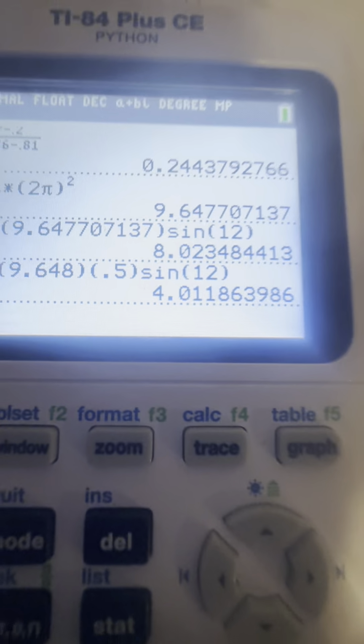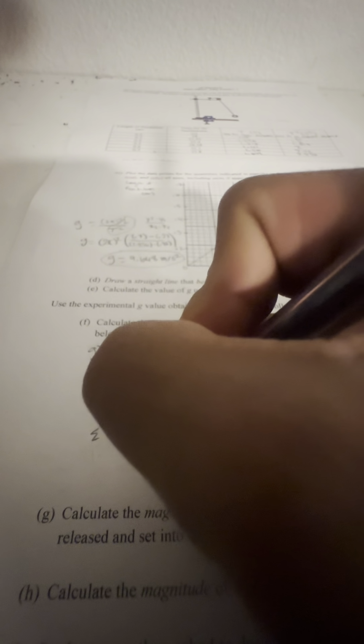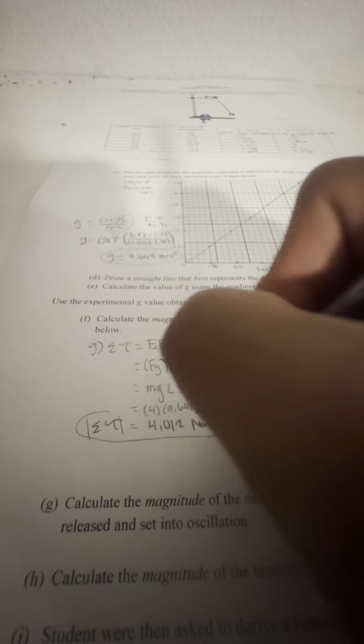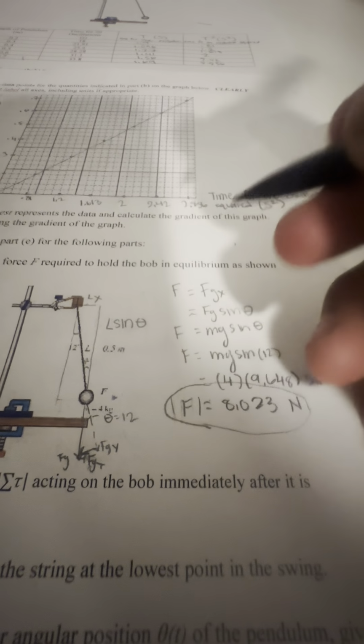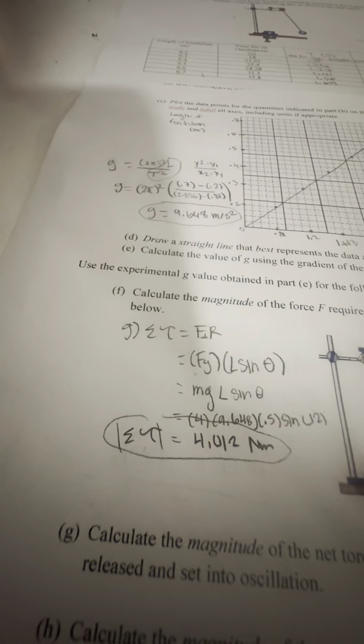And if we plug that into our calculator, we're given a value of 4.012. So our net torque is going to be equal to 4.012 newton meters. And since it's magnitude, we don't need direction. Right over here, let me just put the magnitude as well. So that's our answer for part G.